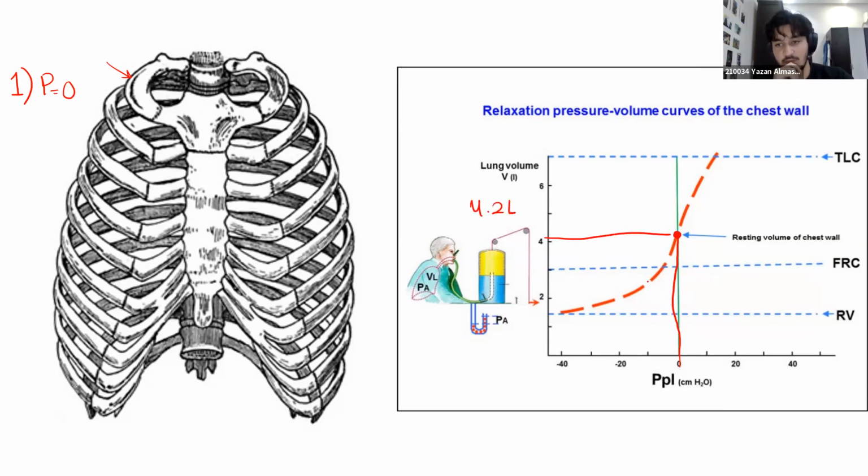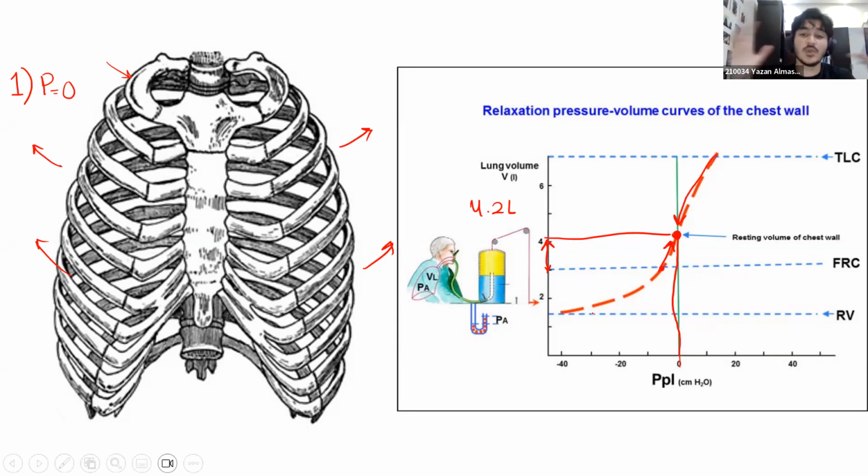So what does that mean? It means that at FRC, which is the normal breathing, the chest wall tries to go up, tries to expand. It tries to increase in volume. Here you can see the increase in volume. While if we reach the total lung capacity, it will try to go down. So again, it's just the same concept: we're always trying to move towards the resting volume.